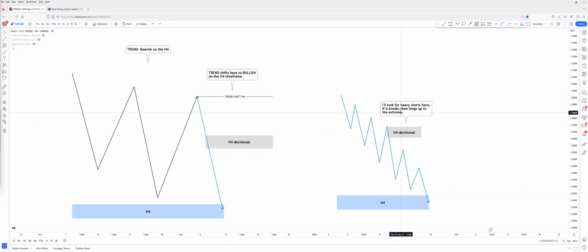I have a question for you guys. Price mitigated the 4-hour zone. When will the order flow shift to bullish from bearish? When will this bearish order flow shift? This is my first question in this session.